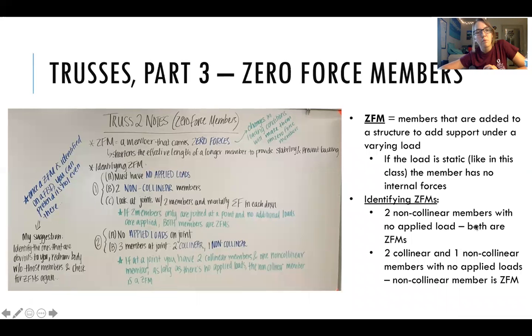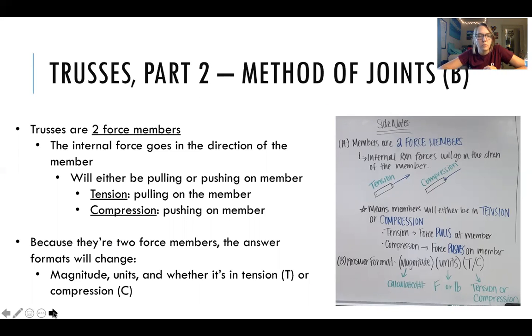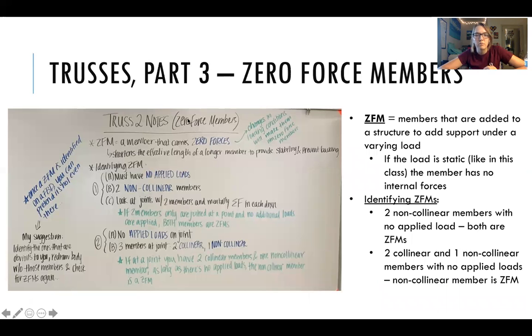So trusses part, I guess that's part 2 because this was just part 1 continued. Or I guess not, I don't know. The third one is zero force members, right? So think about a bridge, right?